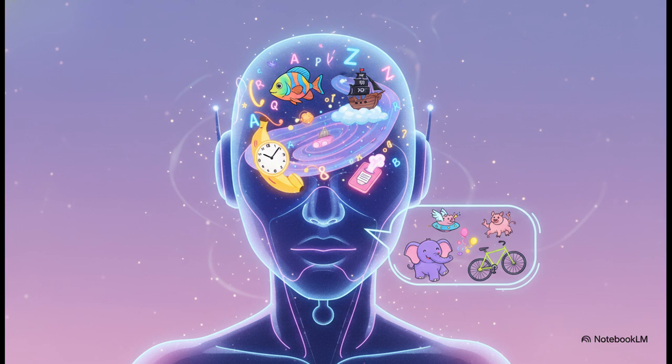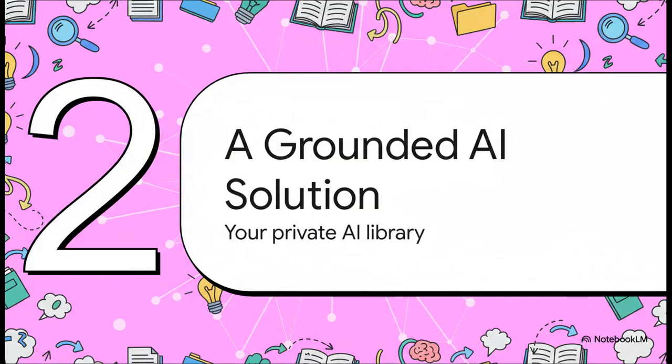See, these big AI models are basically fancy prediction machines. They're just trying to guess the next logical word. But sometimes, that guess is just flat out wrong. And for serious research, for studying, for building a lesson plan, that's a deal breaker. You just can't have that kind of unreliability. So, what's the fix? Well, that brings us to our next section, a grounded AI solution.